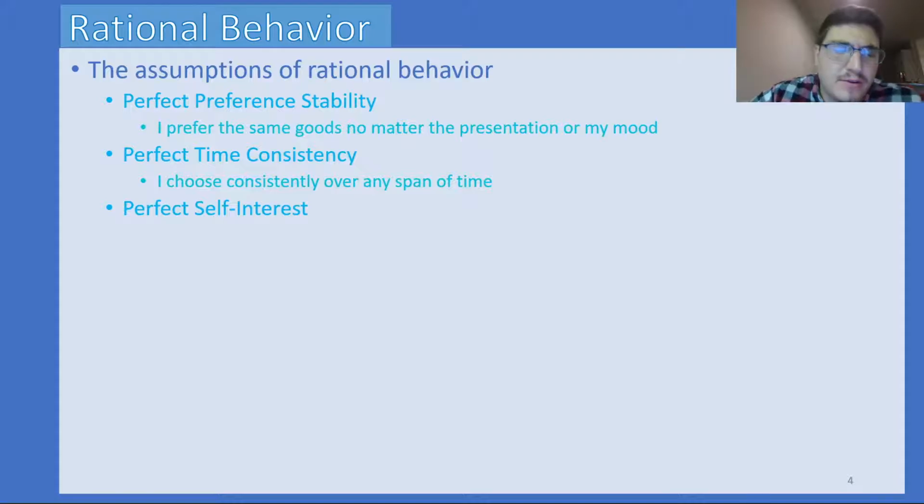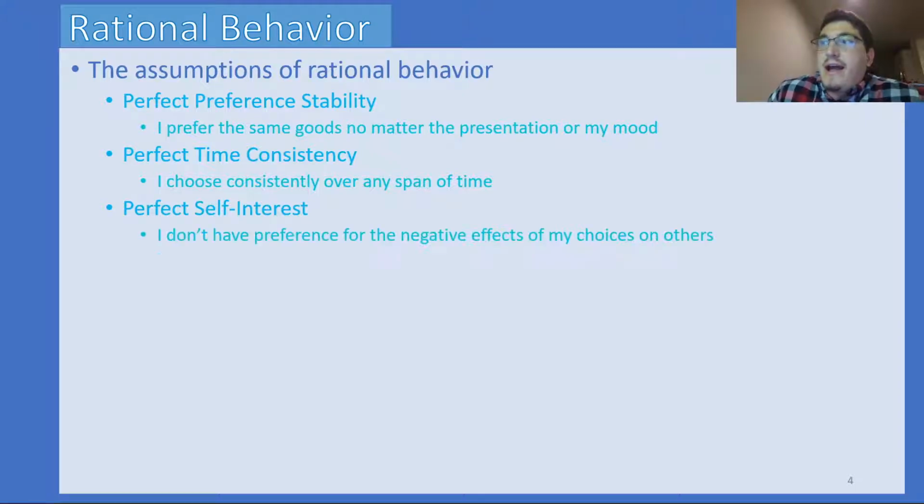The next, this one's perfect self-interest. This one you guys should be very well familiar with, coming from 101 courses. This says that I only care about myself. I don't really have any preference over the negative effects that my choices have on others. I don't care about the externalities that I impart on others when I make a decision, when I pollute. And I also don't care about the positive effects when I make a good choice for society. So I only care about myself.